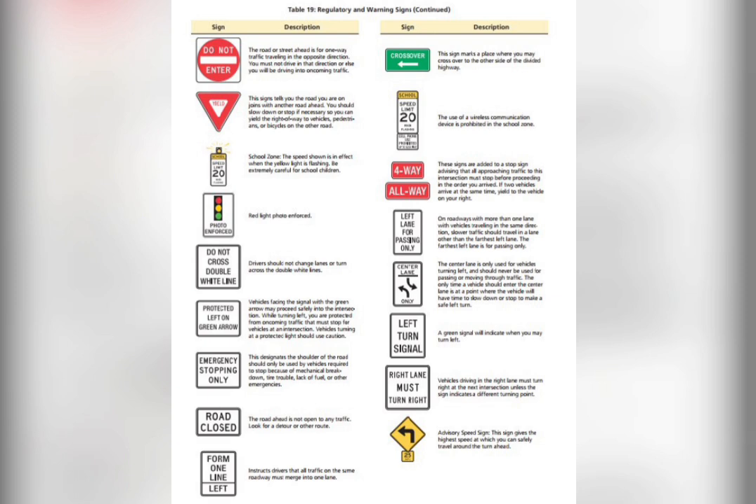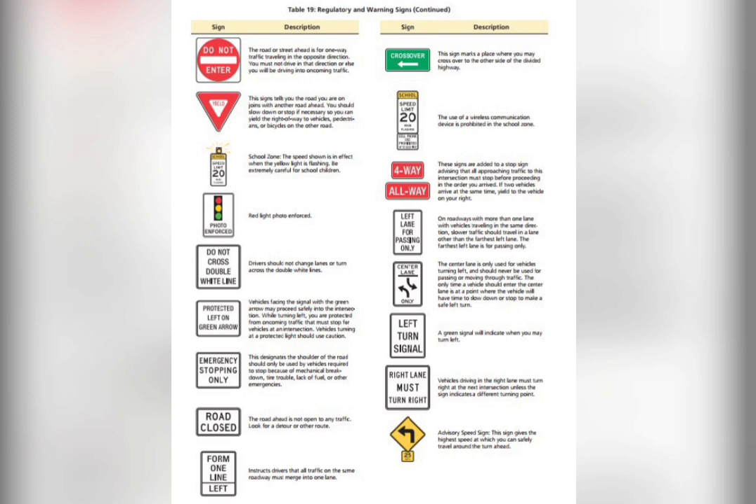If two vehicles arrive at the same time, yield to the vehicle on your right. On roadways with more than one lane, with vehicles traveling in the same direction, slower traffic should travel in a lane other than the farthest left lane. The farthest left lane is for passing only.